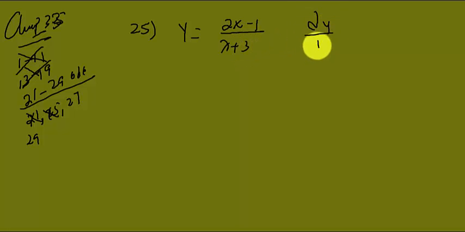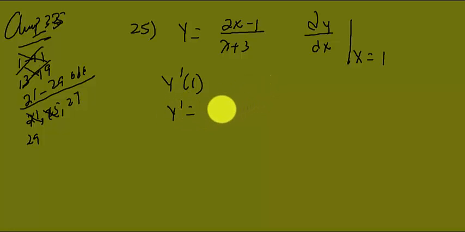Let's go to number 25. They give you y is equal to 2x minus 1, all that over x plus 3, and when they tell you to find dy dx and evaluate at x is equal to 1, this is the same thing as y prime of 1. That's what that means.